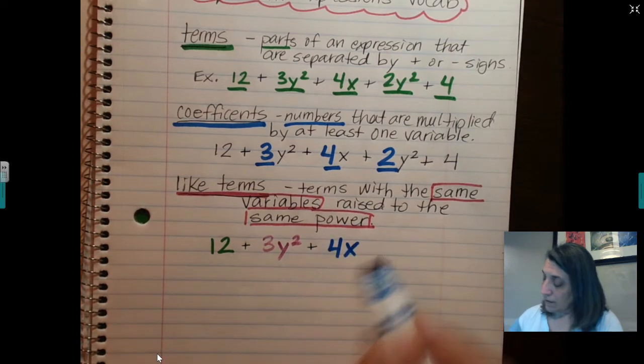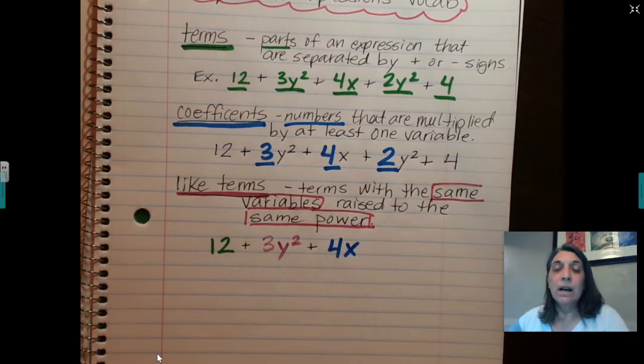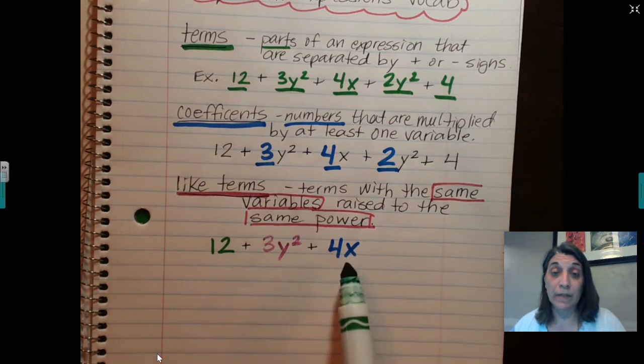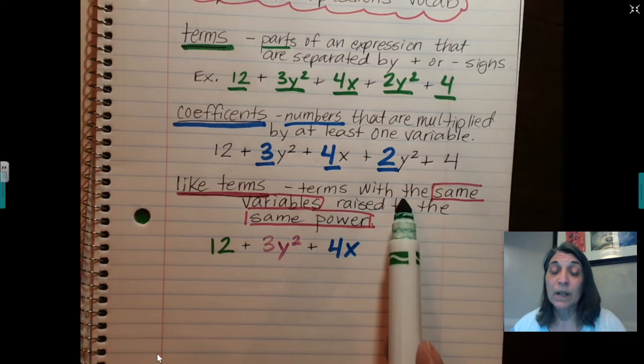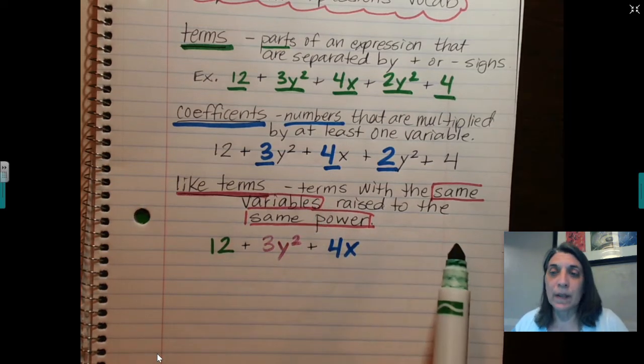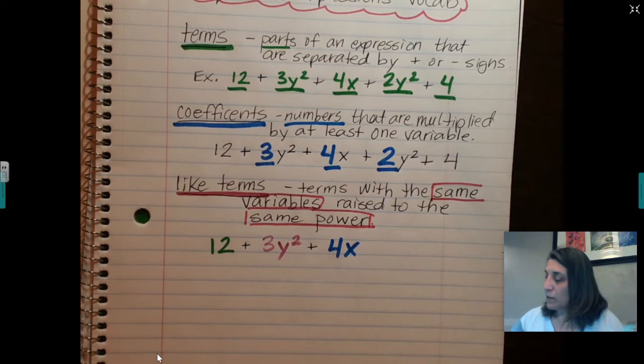4x. Okay, so far none of these are terms that have the same variables, right? This doesn't have a variable. This has a variable of y. This has a variable of x. And so they're all 3 different colors because none of them are terms with the same variable, let alone raised to the same power. They don't even have the same variable. So what's our next one?